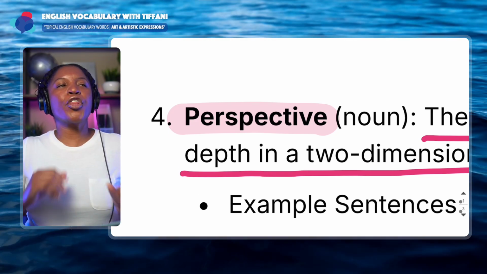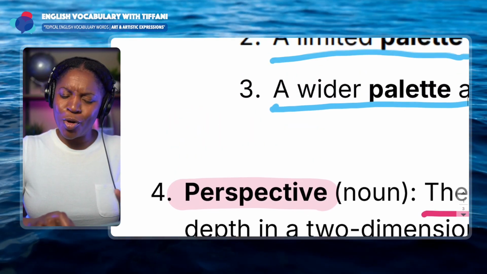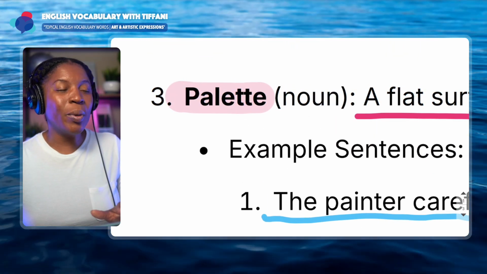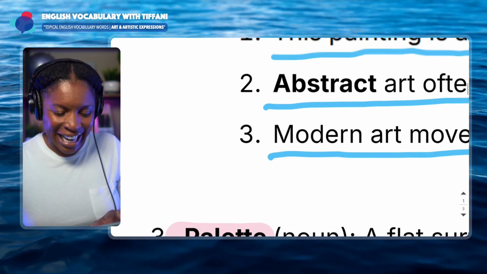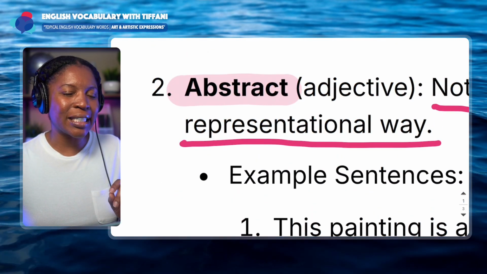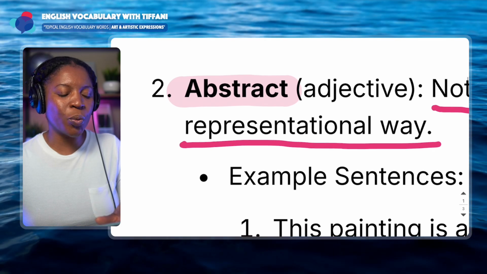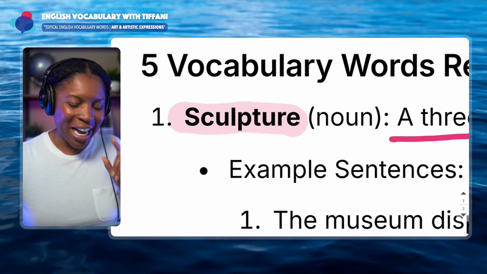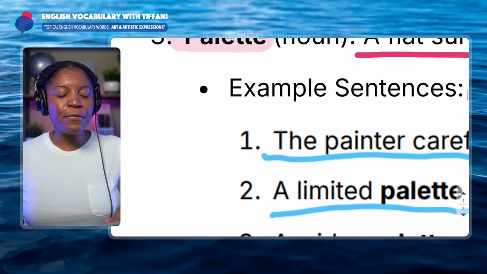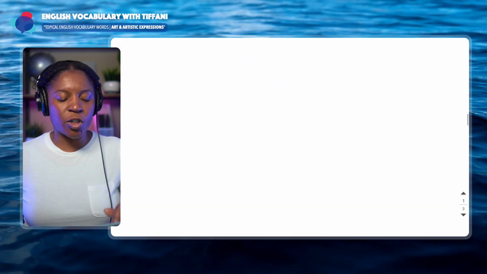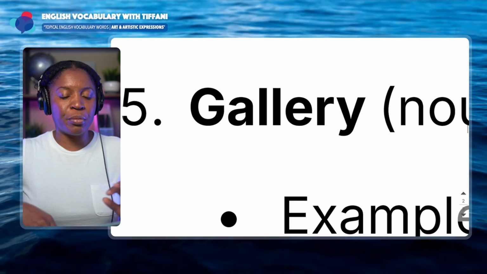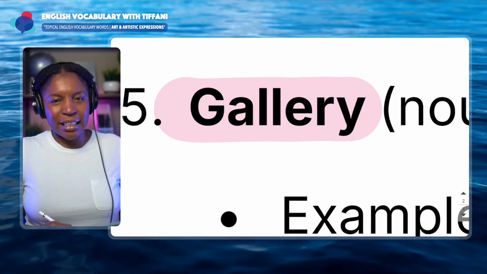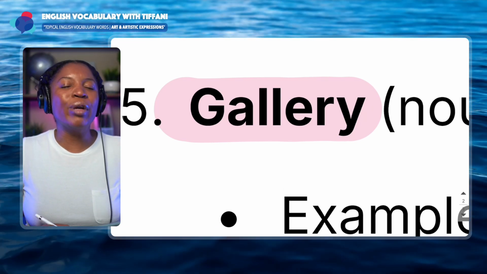Good. All right. What was the third word that we learned? Good memory. Again, palette. Excellent. What was the second word? Yes, very good. Abstract. And what was the first word? Yes, sculpture. Excellent. All right, let's move now to our fifth word related to art and artistic expression. I want you to repeat after me. Gallery. Excellent. Again, gallery.